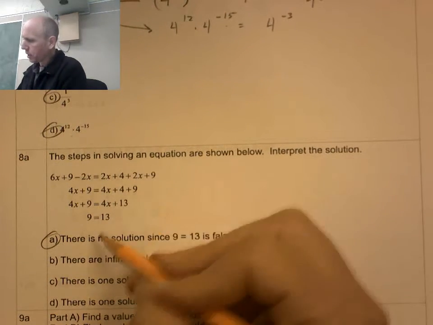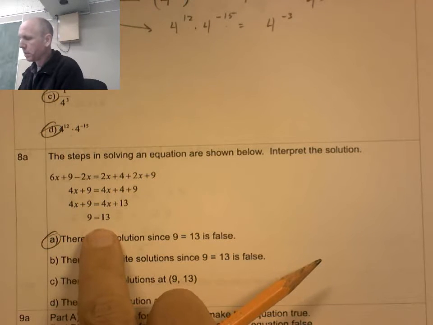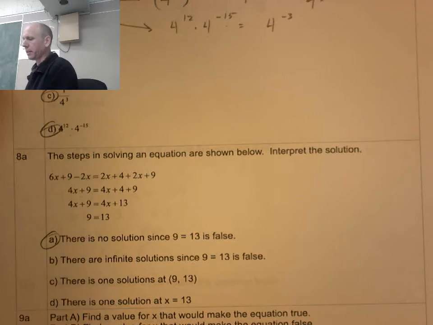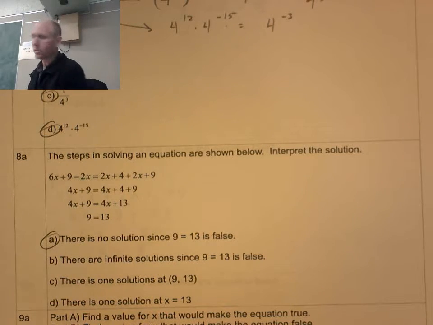Okay. So here's an equation. I solved it. I ended up with 9 equals 13. What does that mean? There is no solution since 9 equals 13 is false. Okay. 9 equals 13, 9 equals 8, false, no solution.